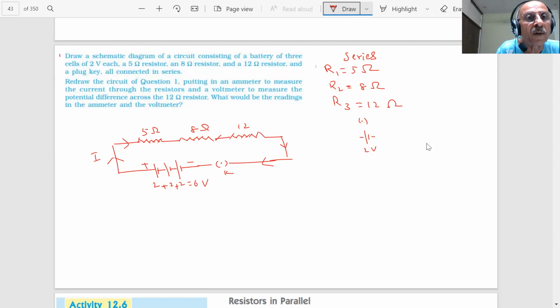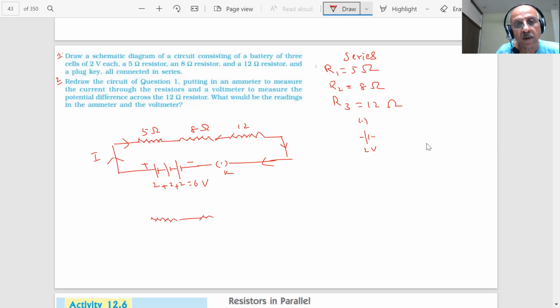First part. Second, redraw the circuit of question 1, putting in an ammeter to measure the current through the resistors and a voltmeter to measure the potential difference across the 12 ohm resistor. What would be the readings in the ammeter and voltmeter, students? You have to redraw the circuit, student.